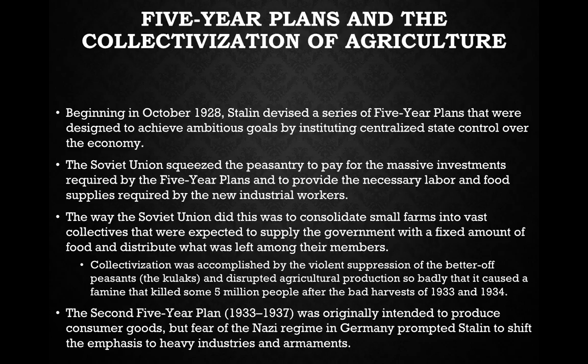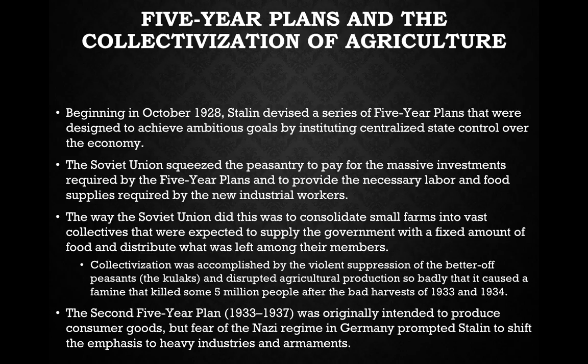The Soviet Union squeezed the peasantry to pay for the massive investments required by the 5-year plan and to provide the necessary labor and food supplies required by the new industrial workers. The way the Soviet Union did this was to consolidate small farms into a vast collective. These people were expected to supply the government with a fixed amount of food and distribute what was left among their own members. And this is actually what Mao will do in the Great Leap Forward in China. We'll talk about that in next week's podcast.